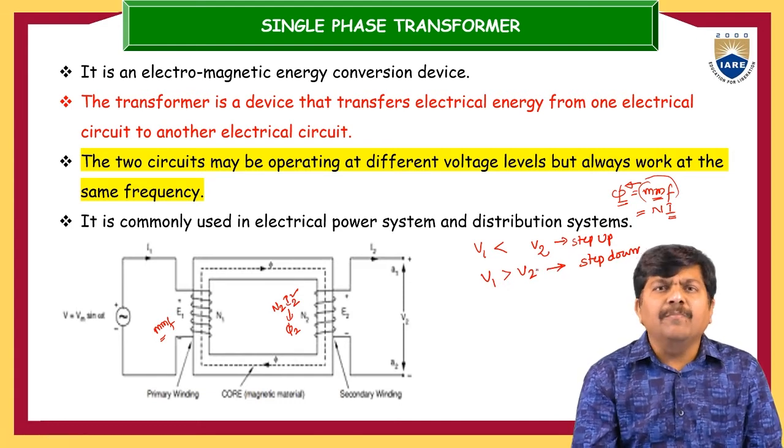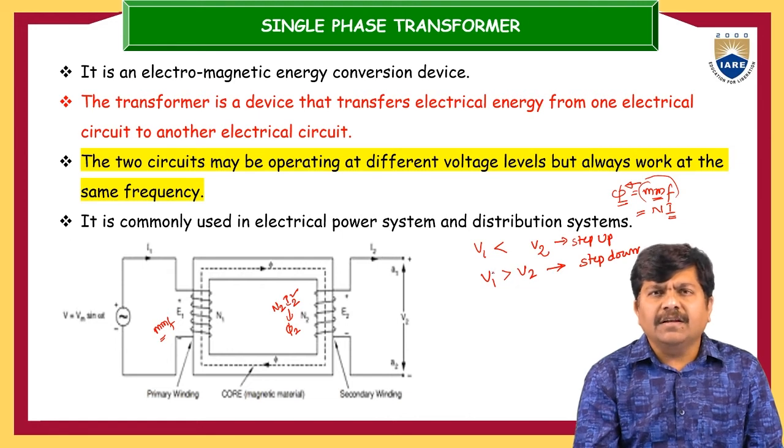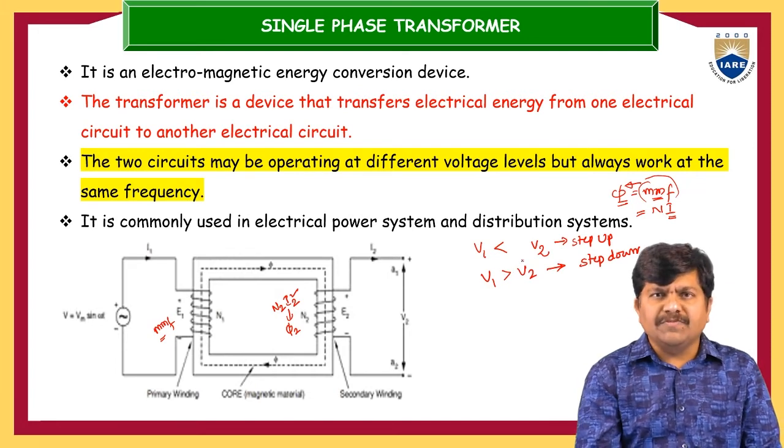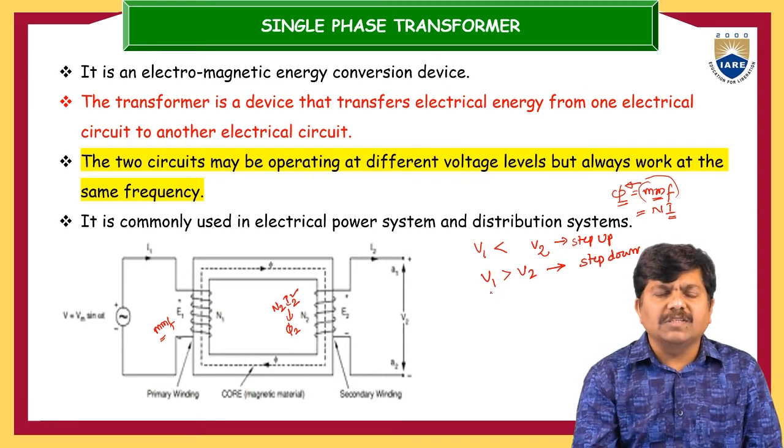So, what are the parameters? How will the voltage be increased, and how will it be decreased in the secondary winding? That is based on the number of turns, which we will discuss. First, let me clarify this. What are the types of transformer based on the voltage levels? Based on the voltage levels, transformers can be classified into two types. One is the step-up transformer. The next one is the step-down transformer.